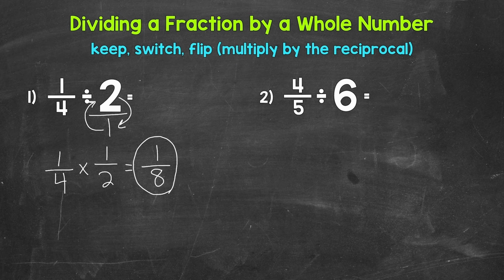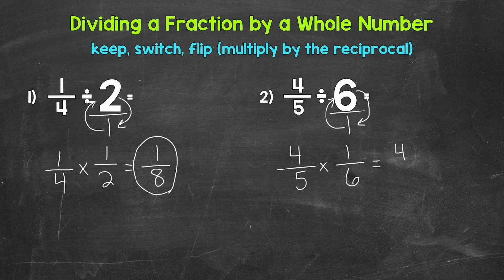Let's move on to number 2, where we have 4/5 divided by 6. Let's keep, switch, and now we need to flip 6. So we write it in fractional form by putting it over 1. And 6 is now the denominator, and 1 is now the numerator. Now we can multiply straight across. For the numerators, we have 4 times 1. That gives us 4. And then for the denominators, we have 5 times 6. That gives us 30. So we end up with 4/30, which can be simplified.